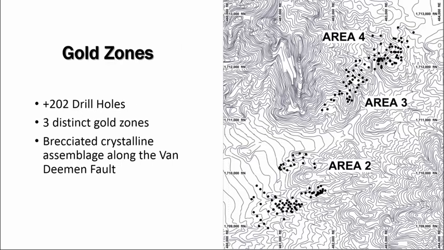There are three distinct gold zones at the Van Deemen: Area 2, Area 3, and Area 4. Each gold zone occurs within the brecciated crystalline assemblage along the Van Deemen fault. However, it is also evident that all the gold zones have a pronounced northeasterly trend. In Area 3 and 4, the northeasterly trend of the gold zones appears to be related to the northeasterly trending high-angle deformation zone.